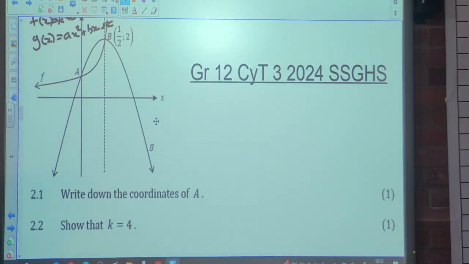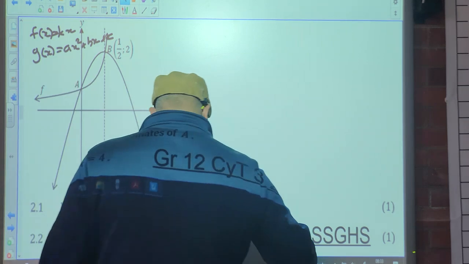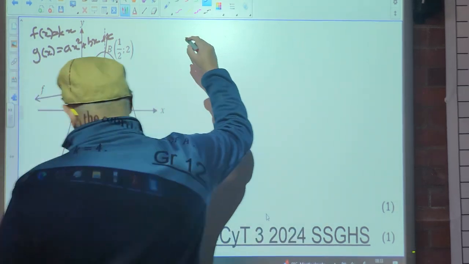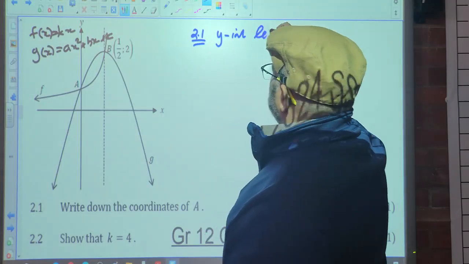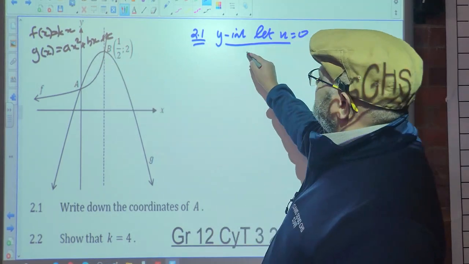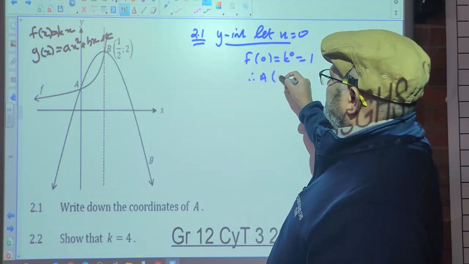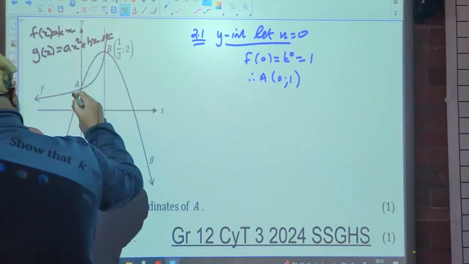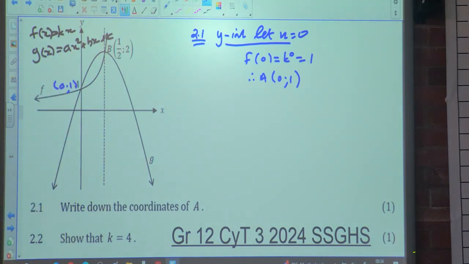First question: write down the coordinates of A. That's simple. That is the y-intercept, so let x equal to 0. We're going to go with f of x. So f of 0 gives you k to the 0, which is 1. Therefore, A is (0; 1). You don't have to show the calculation because the mark is only on saying what A is.